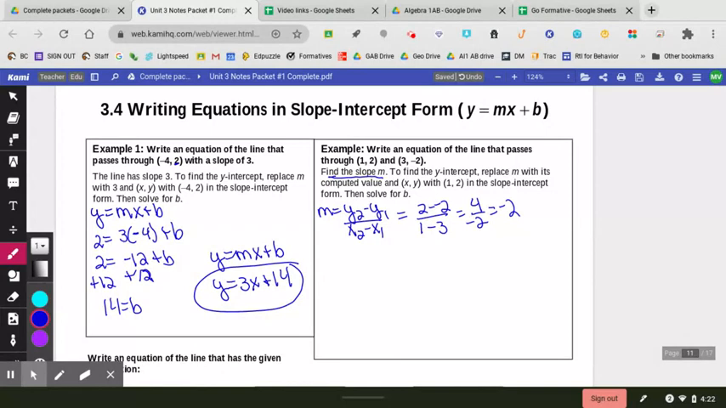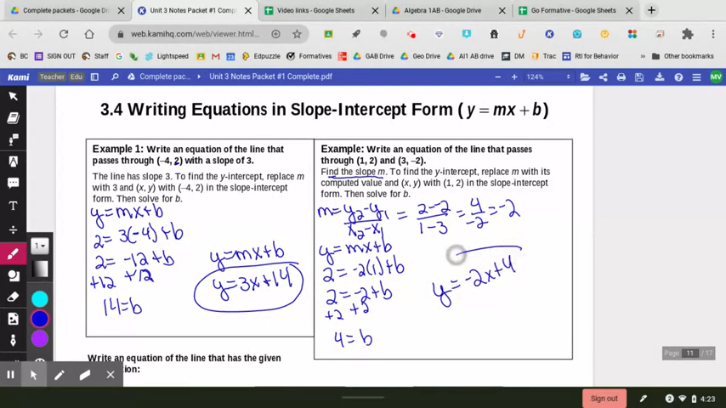It doesn't matter. Now that we know our slope and we're using (1, 2), we're going back to the process we did in the last example. So we have y equals mx plus b. So we say 2 equals -2 times 1 plus b. So 2 equals -2 plus b. We add 2 to both sides, and we get b equals 4, which means our equation is y equals -2x plus 4.